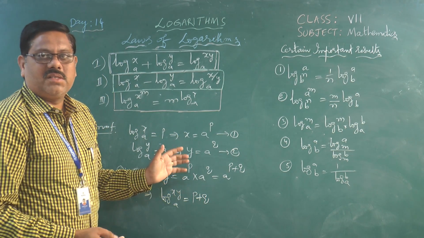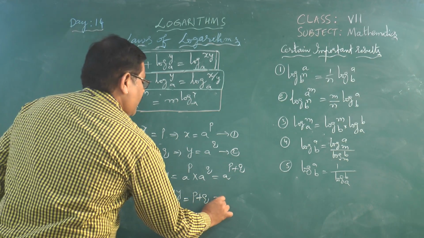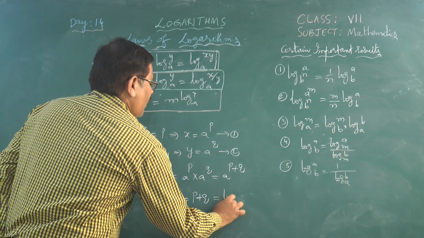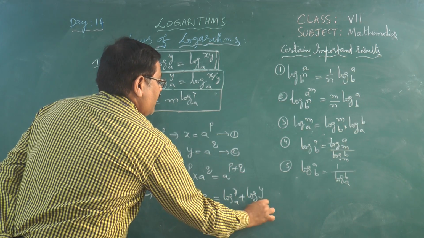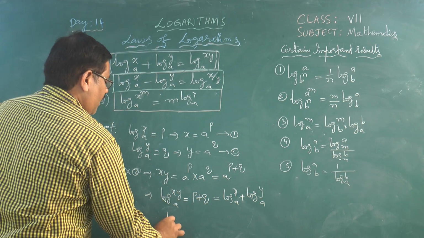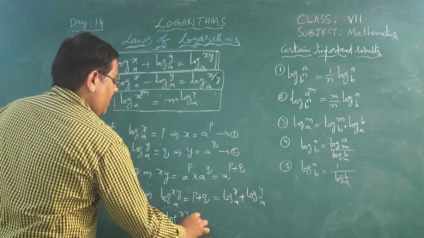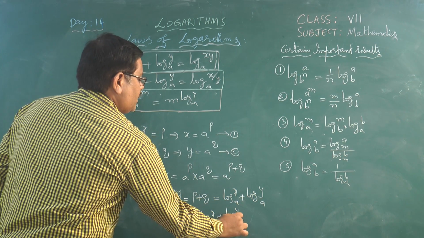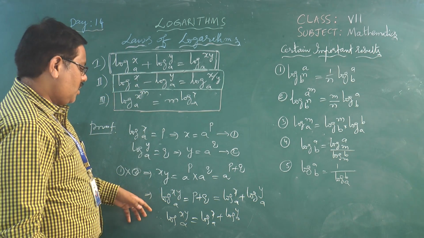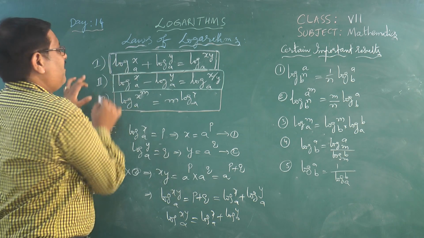Again, the very basic definition of logarithm. That is equal to, we have p as log x base a plus q as log y base a. Therefore, we have log xy to the base a is equal to log x to the base a plus log y to the base a. Okay, so this is how we can prove the first law.